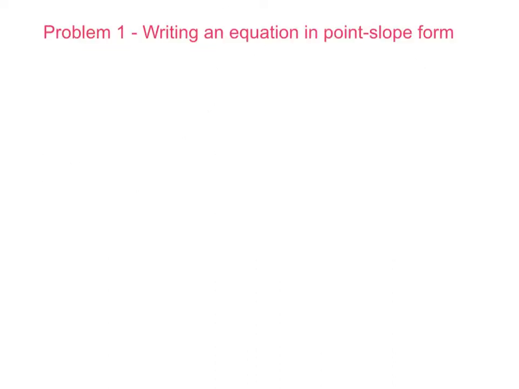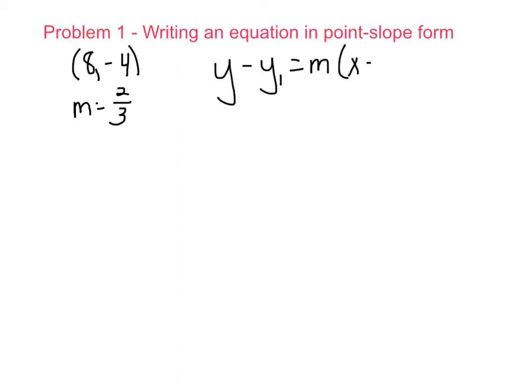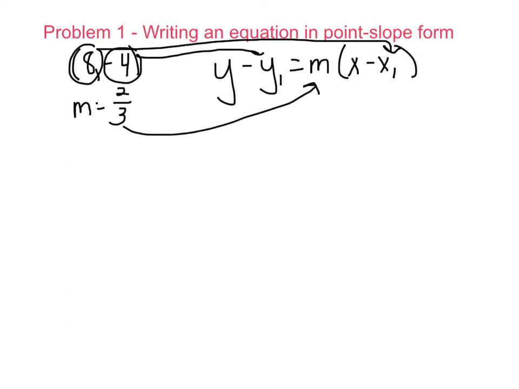Problem 1 on page 196. Writing an equation in point-slope form. So point-slope form, once again, we have a point and a slope. So under the got it problem, we have 8, negative 4, that's our point, and our slope of 2/3. All we do is plug stuff in to write an equation. So y minus y sub 1 equals m times x minus x sub 1. So here's my x. I'm going to plug it in right here. Here's my y. I plug it in right here. My slope plugs in right there.